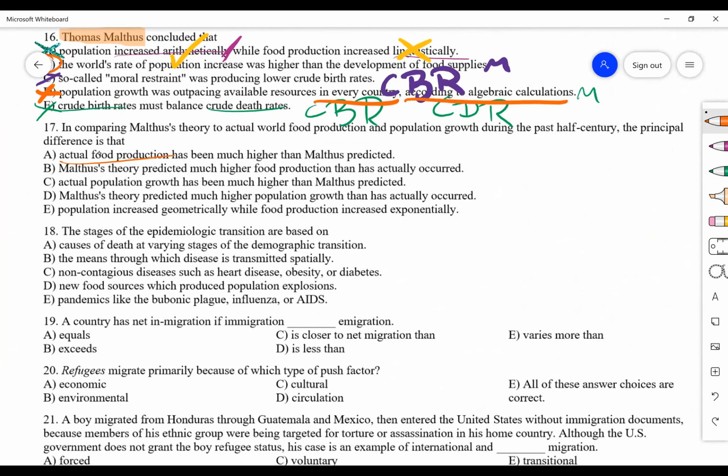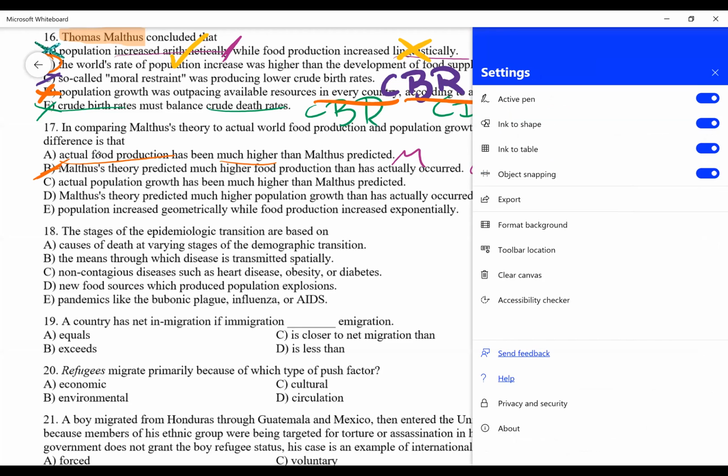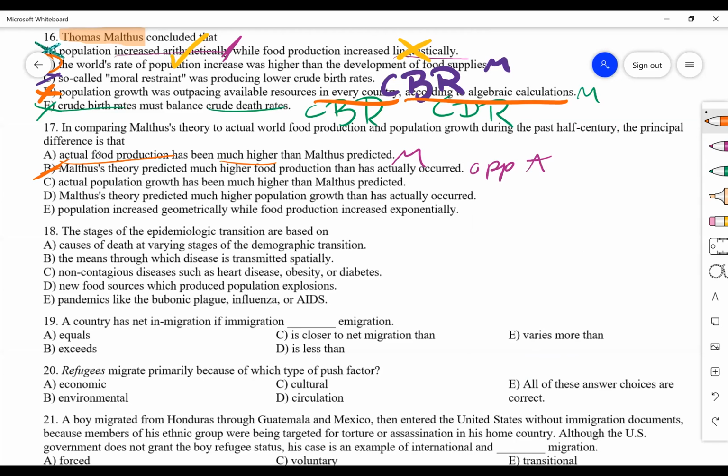Actual food production has been much higher than Malthus predicted. Well, if we keep thinking about those graphs, maybe. Malthus's theory predicted much higher food production than has actually occurred. So this is the opposite of A. And you'll see a lot of questions like this, where the answer choice is just going to be the opposite of whatever's there. And opposites don't attract on your AP test. This is not your physics class. No. Actual population growth has been much higher than Malthus predicted.